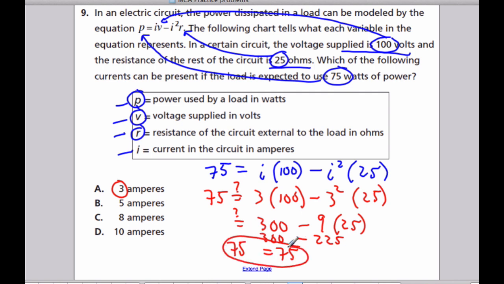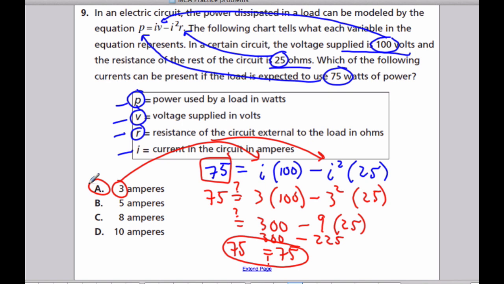In other words, the number that we plugged in for I, this number that we plugged in right here and right here, actually came out to be true. So this is, in fact, what we call true. So my best answer is, in fact, going to be A, because the equation holds true for that number.